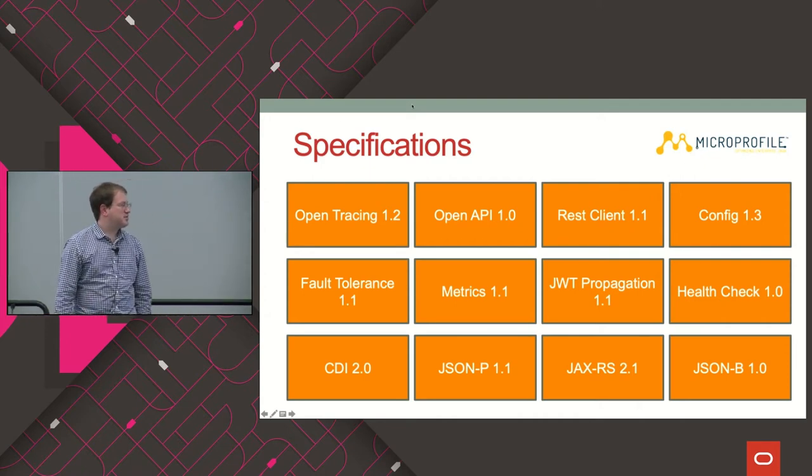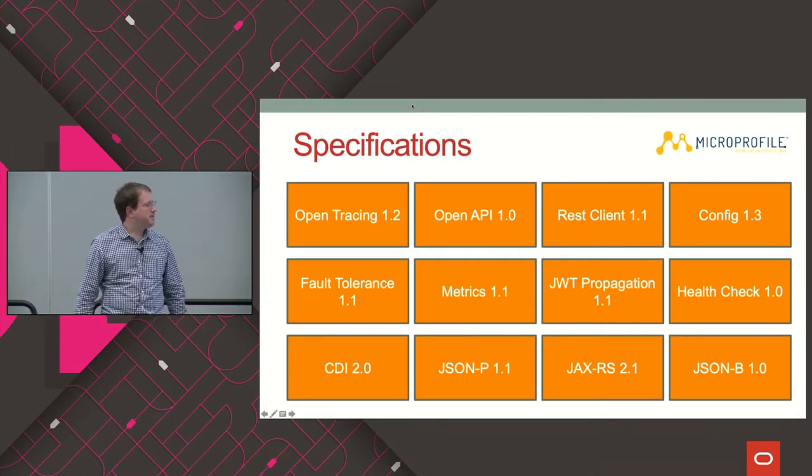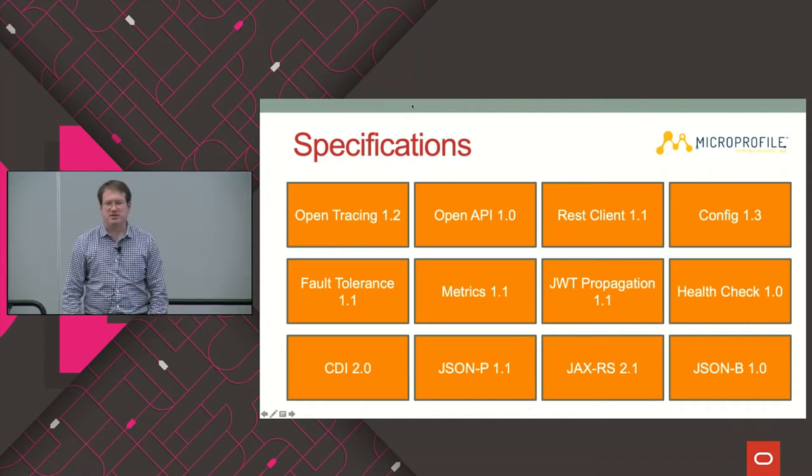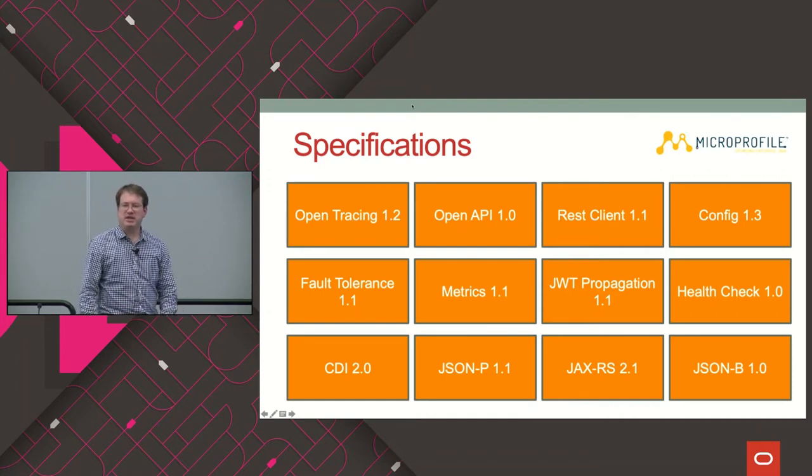CDI 2.0, which is a part of the Jakarta EE, and JSON-P, so these are the standard technologies from Java EE, which I won't cover, which I assume everyone's already familiar with. The other one that I forgot to mention was the REST client, which provides basically a better wrapper around making REST calls to other services, a more standard API that allows you to use interfaces, et cetera. And that kind of clashes with some of the newer stuff that's going on with REST.